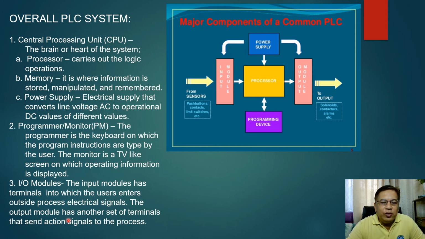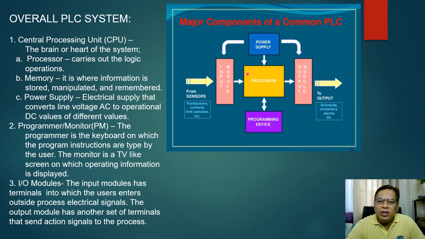Now, the output module has another set of terminals, this one here, that sends action signals to the process. So if your processor, for example, transmits data towards your output module, the output module will send data to the output being controlled by your system. Let's say, for example, your solenoids, contactors, or alarm systems. No? So this output module will be the one that will send signal to the output of your system.